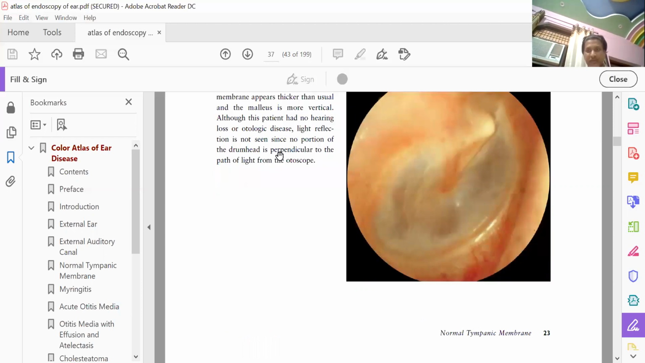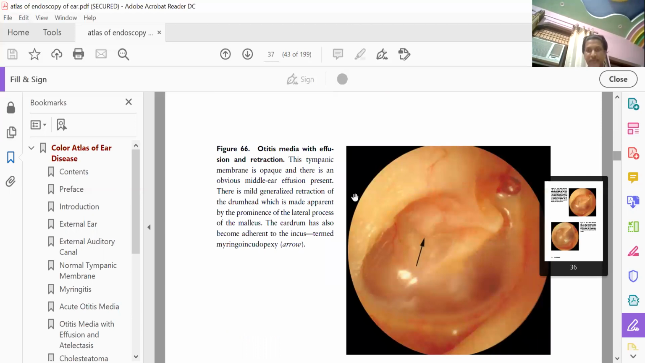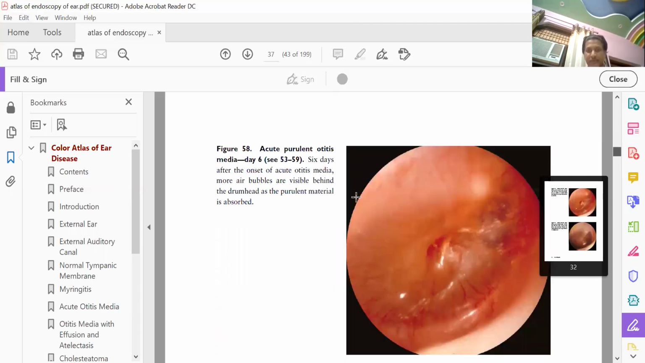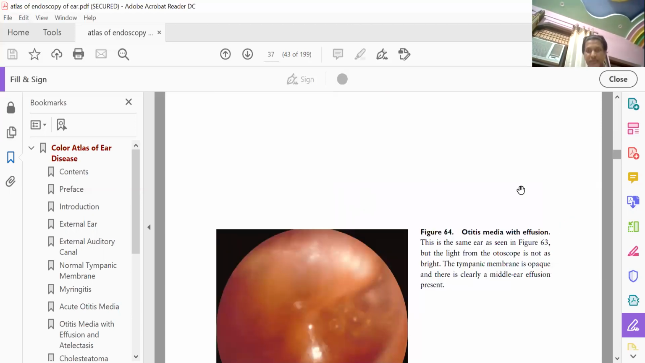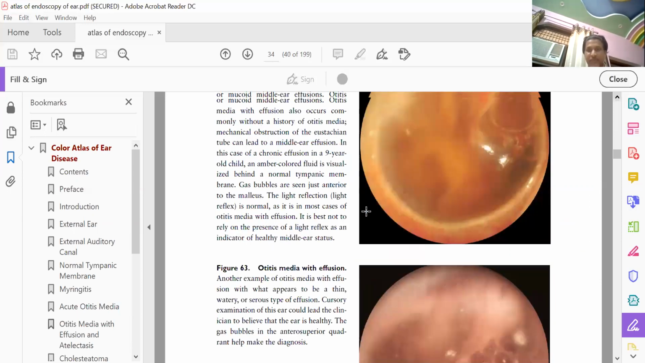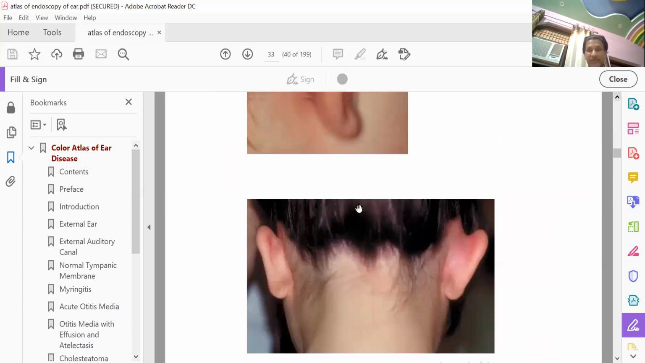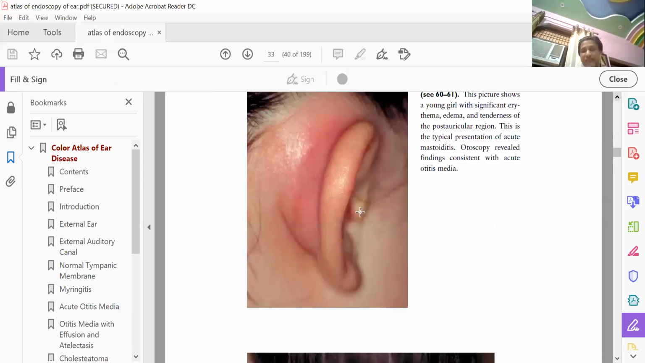Okay, this is again a normal tympanic membrane. We have already gone through. Okay, otitis media with effusion. No, we have to go first through the acute ear. So that was the previous slide. So let me show some kind of picture, if you can appreciate what this is.